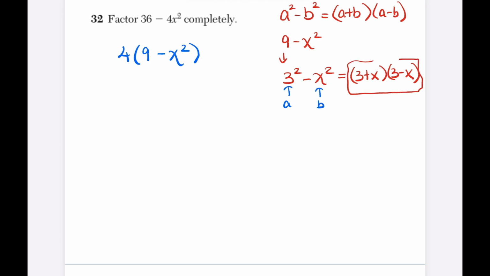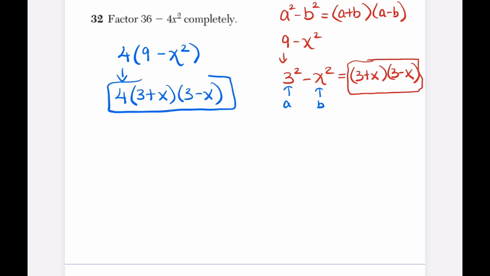So the expression that's in the parentheses will be factored to equal the expression I just boxed off in red. So let's come back to our work in the blue. We can't forget about that 4, right? That 4 is part of our answer. But we're going to rewrite this parentheses as (3 plus x) times (3 minus x). And now we have completely factored.